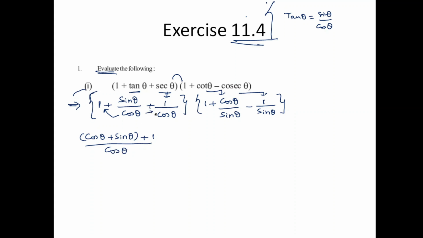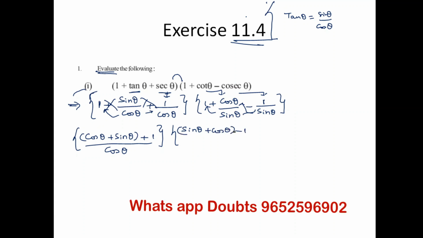We are doing the cross multiplication here, and here also the cross multiplication, and similarly this one here, cross multiplication again. So when I'm doing the cross multiplication, I am left with sin theta plus cos theta minus 1, right, by sin theta. I hope this is also clear to everyone, right?